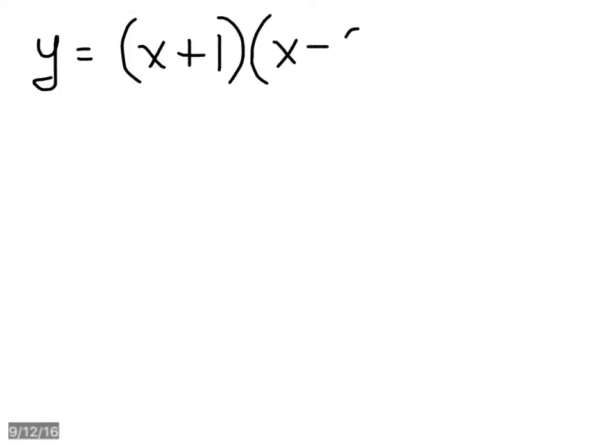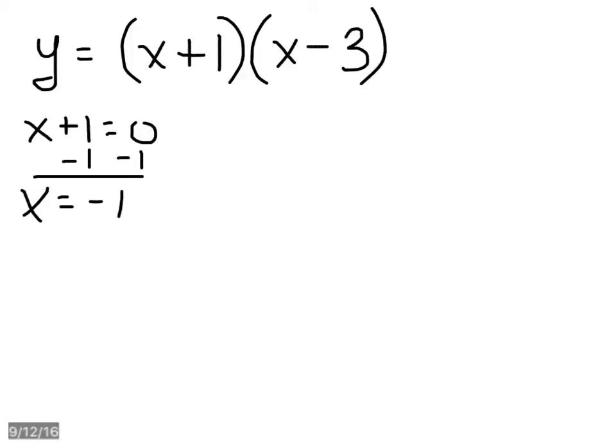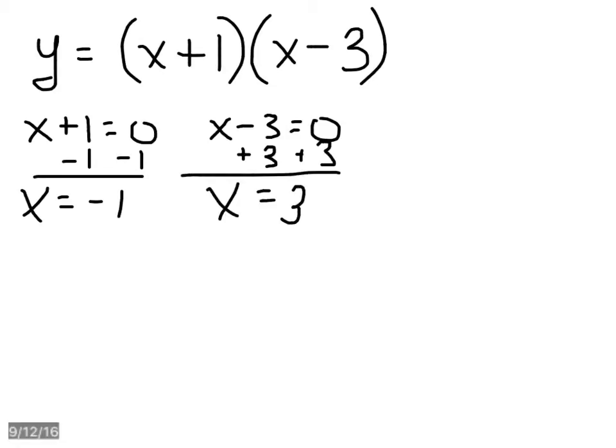Let's do another one. Y equals x plus 1 times x minus 3. Okay? So, first things first. If I set each group equal to 0, x plus 1 equals 0, what would I get for x? Negative 1. Subtract 1 from both sides, and I get x equals negative 1. Good. X minus 3 equals 0. Add 3 to both sides, and I get x equals 3. Is everybody okay with that step first?